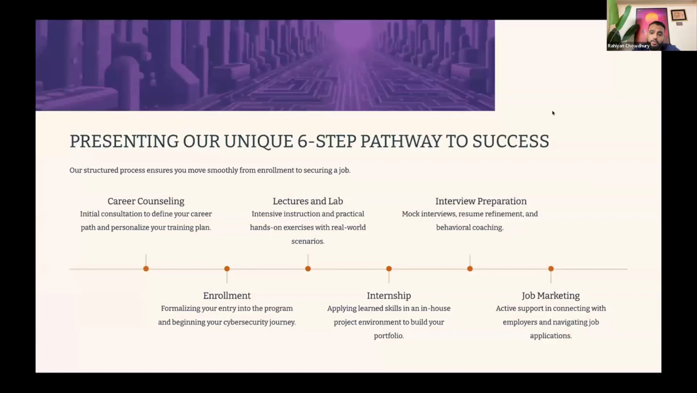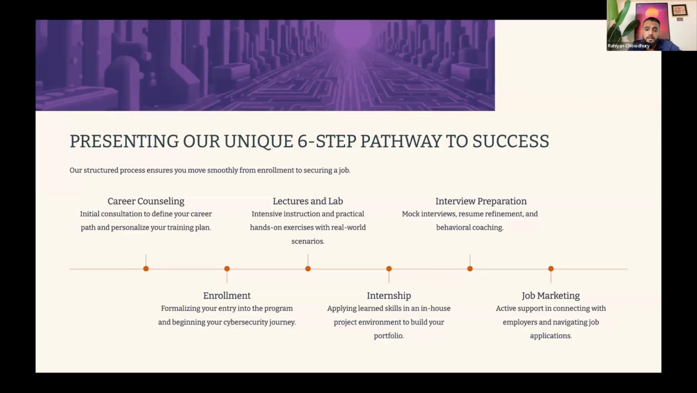Moving forward, what is the six-step process that we follow here? You start off with career counseling. That's when you talk to one of our advisors. The initial consultation is how we define what is a good role for you, what you can expect, what your training plan is going to look like, what the program will include, and so forth. For example, right now you're joining our webinar. This is where we give you an idea of what we do here, who your instructor is, and what you'll be covering. Once you get past this stage, we start with our enrollment process.